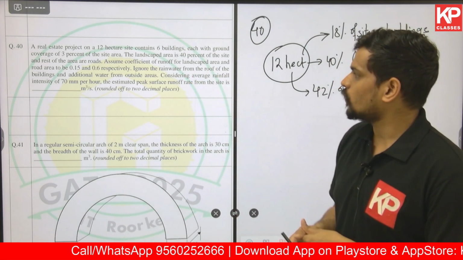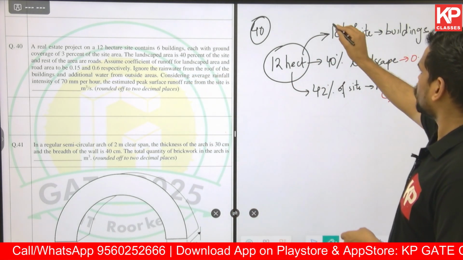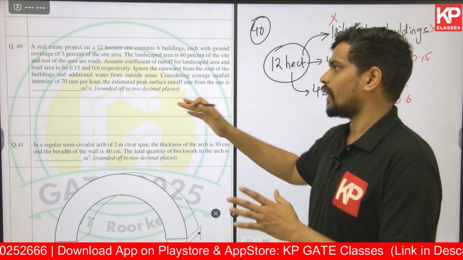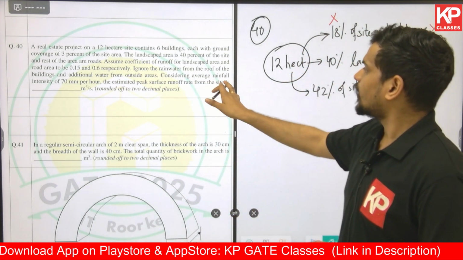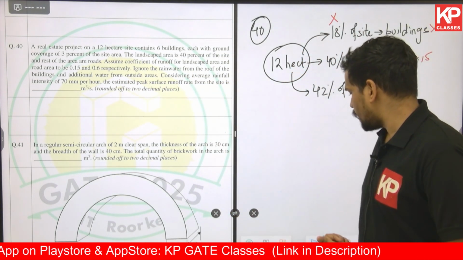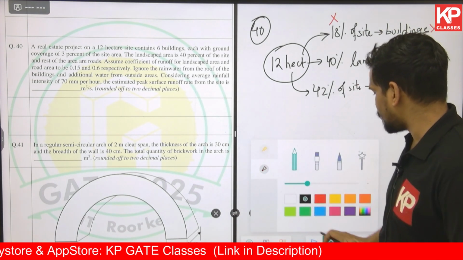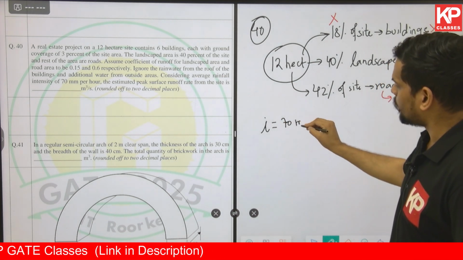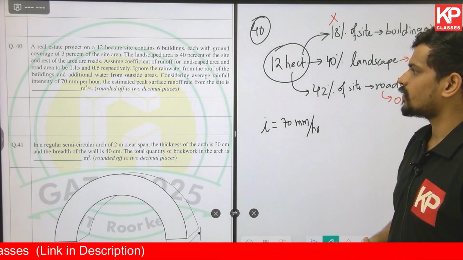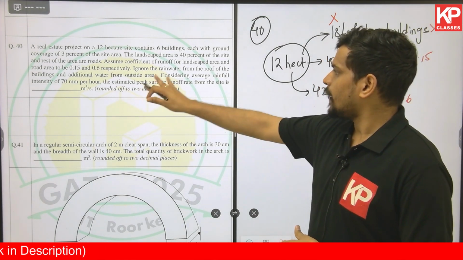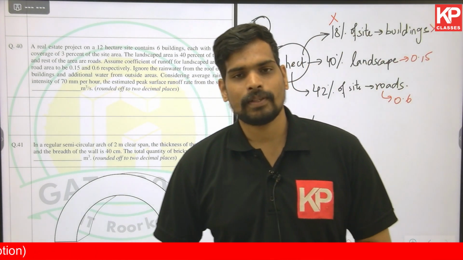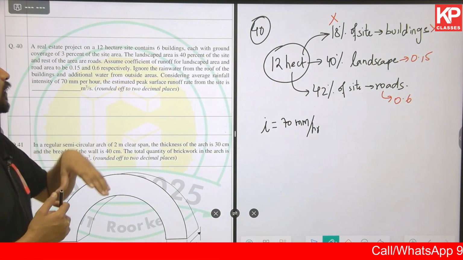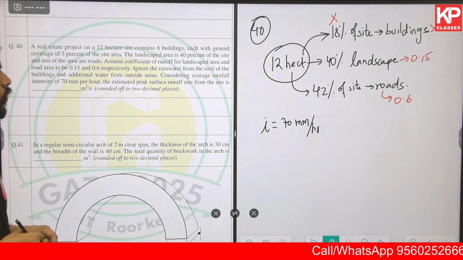Ignore the rainwater on the roof of the buildings. So you need to exclude these buildings from runoff. That's what they're saying. And also you will exclude any additional water from outside areas. Considering average rainfall intensity of 70 mm per hour. Intensity of rainfall is given as 70 mm per hour. Right, that's the intensity. Estimated peak surface runoff from the site is dash cubic meter per second. What is the estimated runoff from the site?